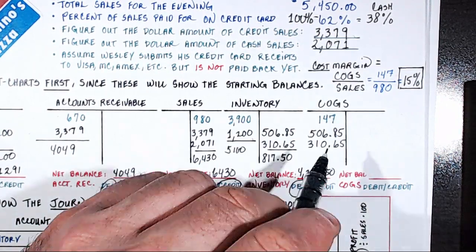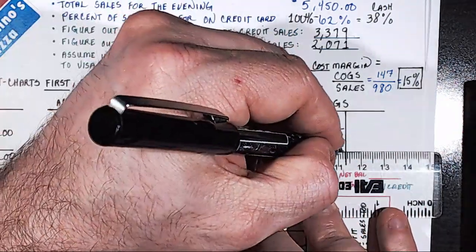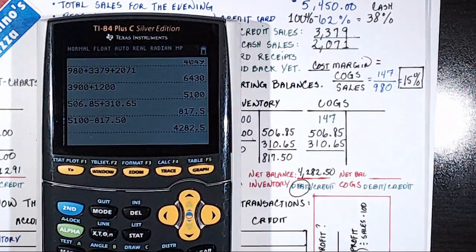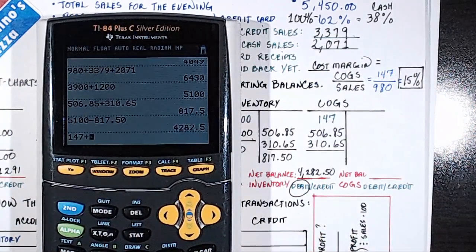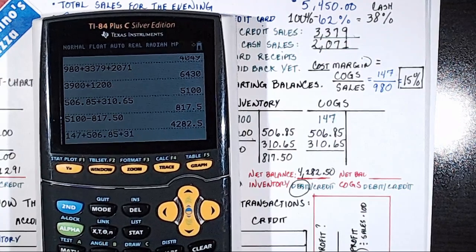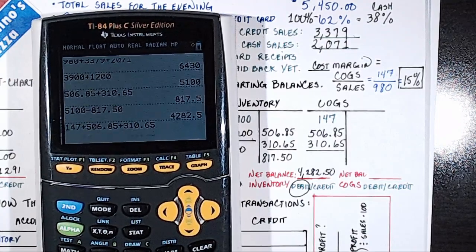All right, now cost of goods sold. We only have debits to this, so we just have to add up this debit column. 147 to start, plus 506.85, plus 310.65.